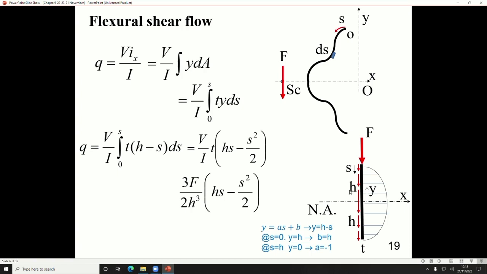So if you're doing it for exam, if I ask you to draw it, you just need to draw the upper part. You don't need to do the whole thing. The bottom part, because it has one axis of symmetry, is a mirror image of the top part.